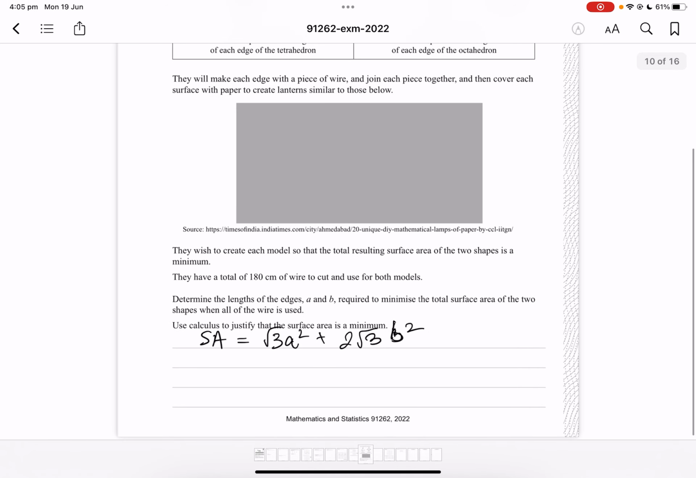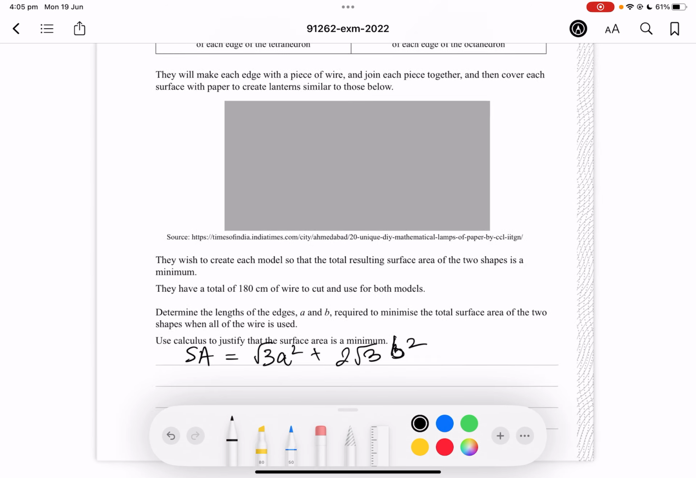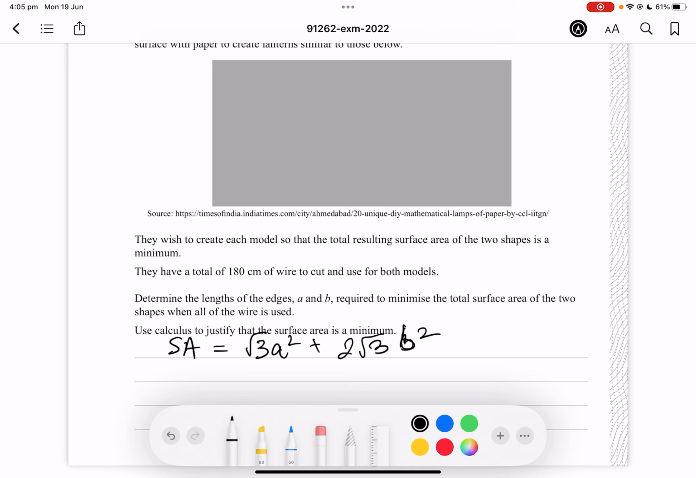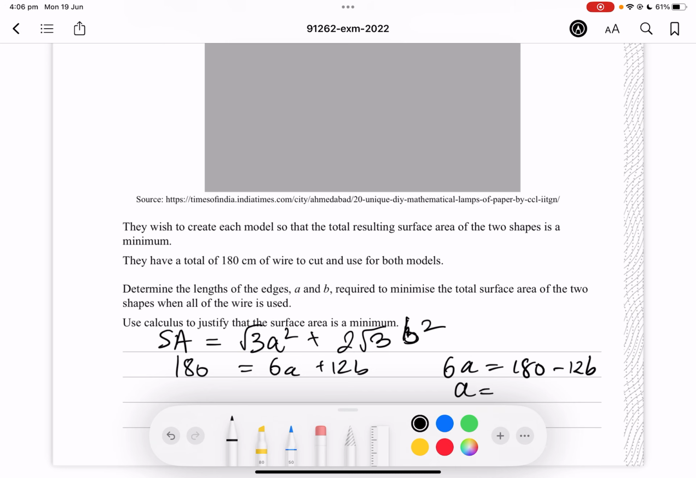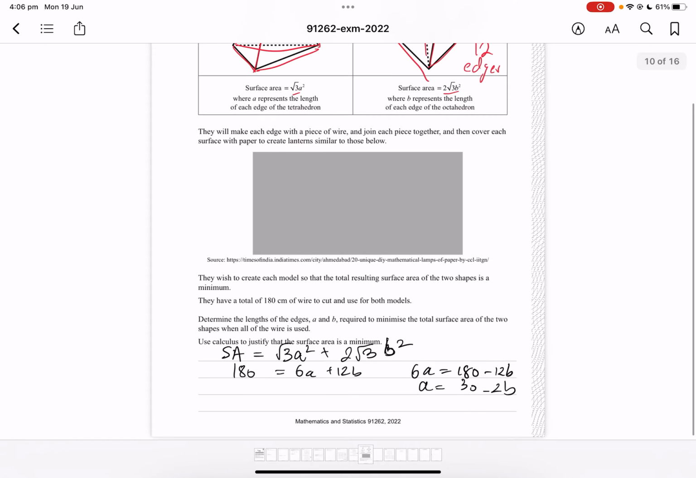Okay, so in this case, we have our expression for the total wire. So 180 is equal to 6a plus 12b. And we can just substitute one in for the other. So we see that 6a equals 180 minus 12b. So therefore, a equals 30 minus 2b. Okay, cool.